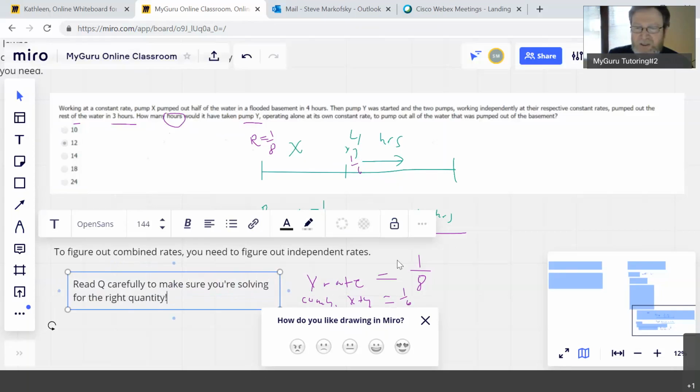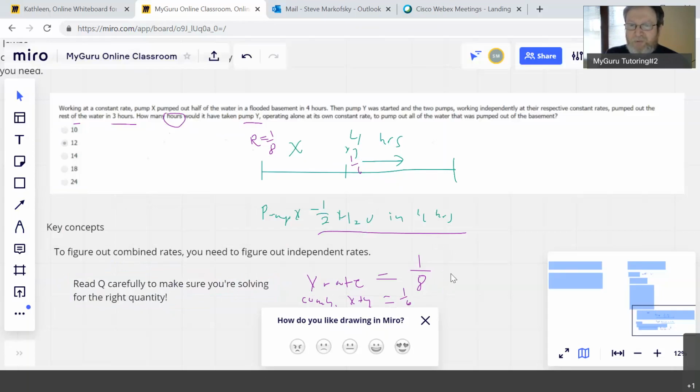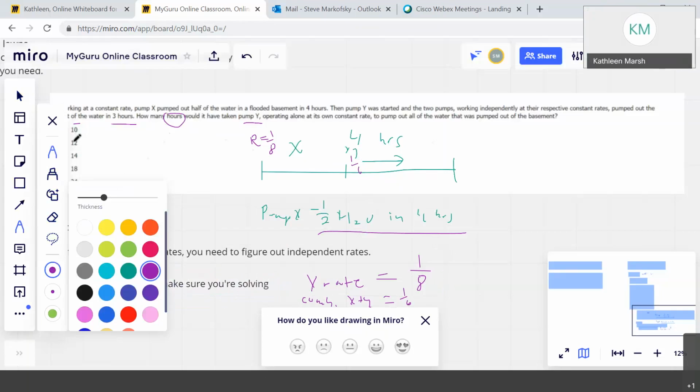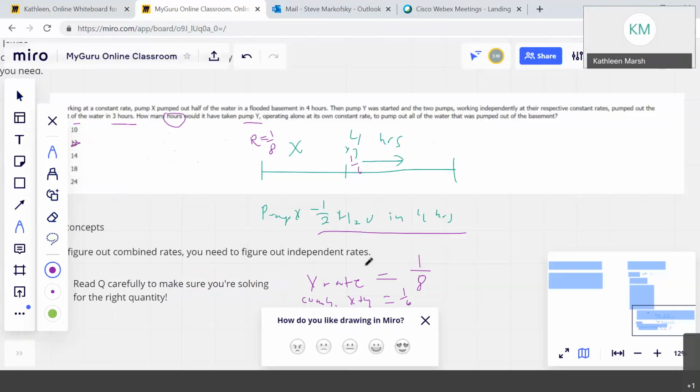Okay, so Kathleen, then what are we going to do with our 1/8 and our 1/6? Yeah, so since you want to solve for the hours for pump Y, you would do 1/6 is equal to 1/8 plus 1/x.